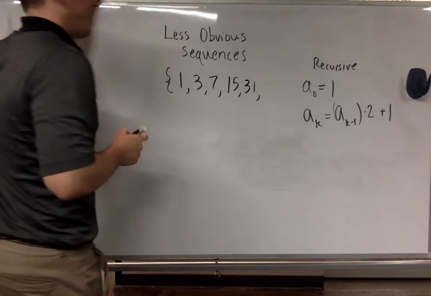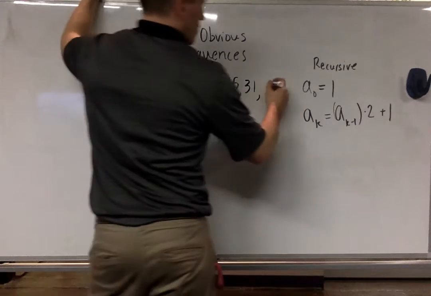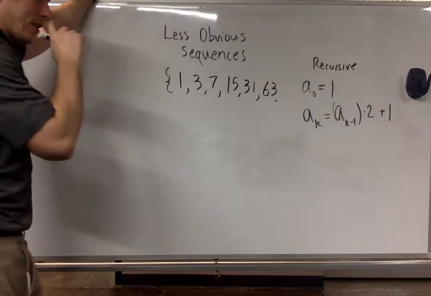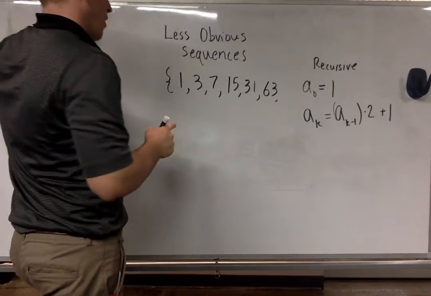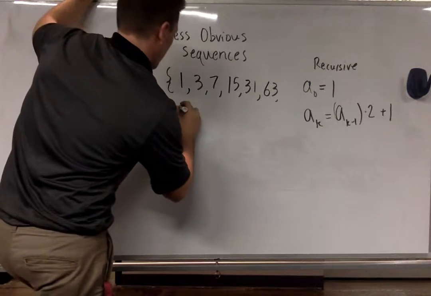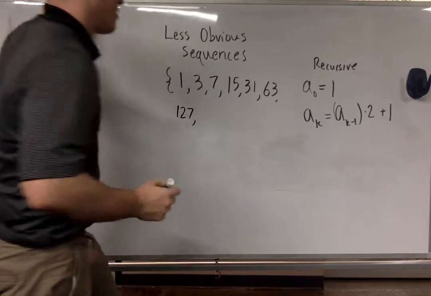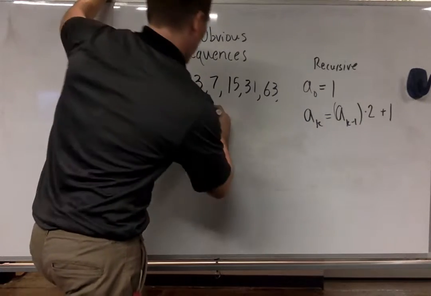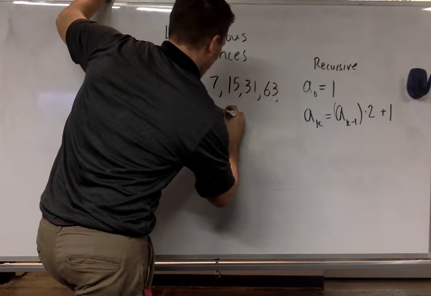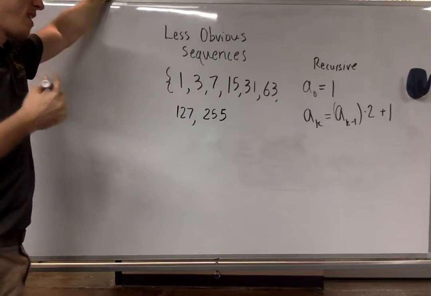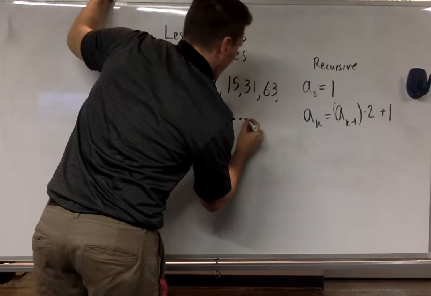Double it and add 1, that'd be 62, so 63. I'm going to keep going with this because I actually really like this. Double it and add 1, that'd be 126 plus 1 is 127. Double it and add 1, that's 254 plus 1 is 255. And this will go on infinitely.